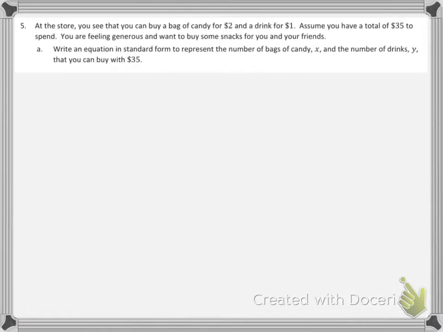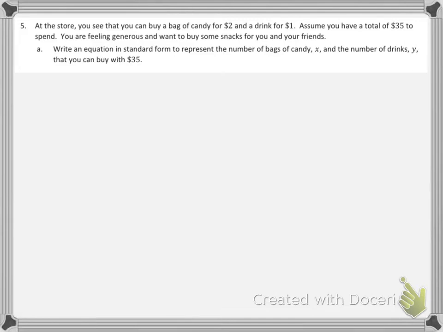All right, and then lastly, at the store, you see that you can buy a bag of candy for $2 and a drink for $1. Assume you have a total of $35 to spend. You're feeling generous and want to buy some snacks for you and your friends. Write an equation in standard form to represent the number of bags of candy, x, and the number of drinks, y, that you can buy with $35.